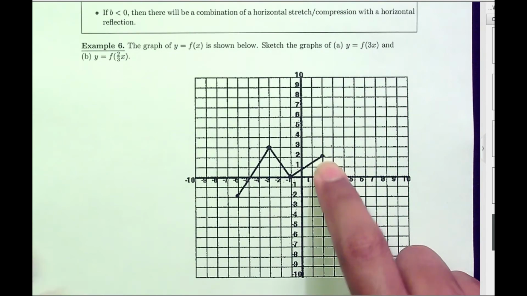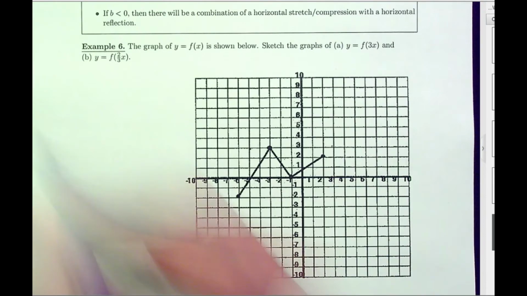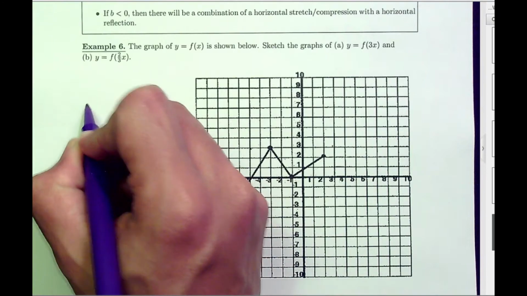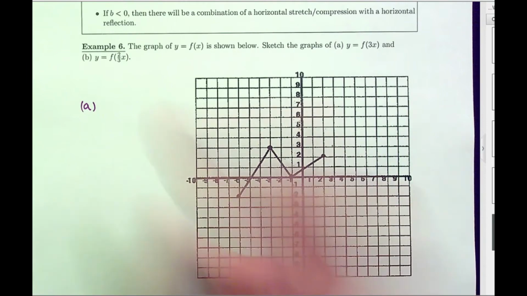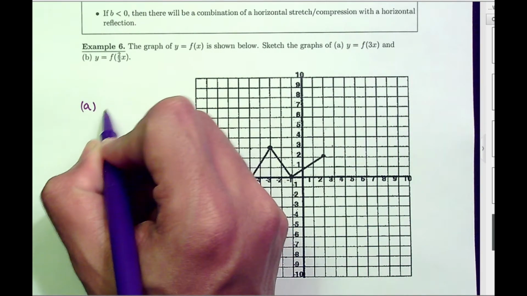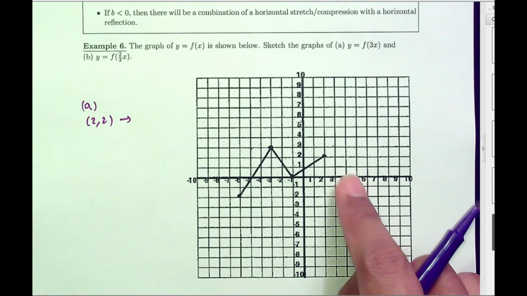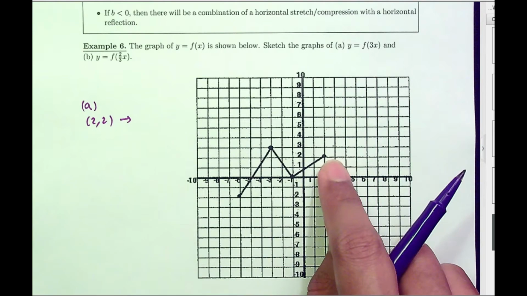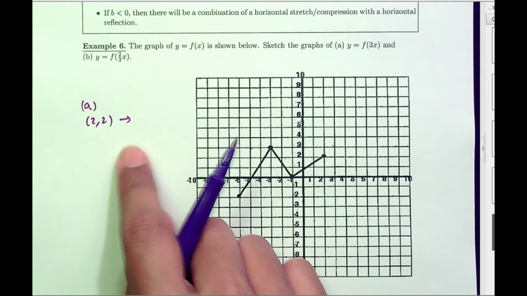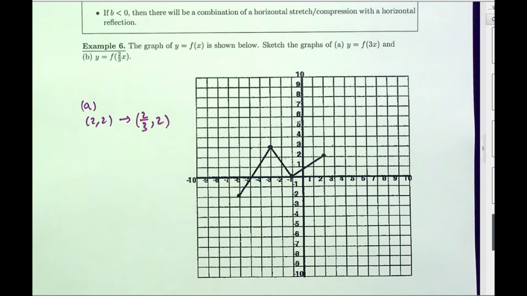So starting with that one, let me write here A. I'm going to take this one for example. The coordinates of that point are 2, 2. And then the way I get to the coordinates of the new point, you divide the x coordinate by 3. So this is going to be 2/3, 2. These are going to be the coordinates of the new point.